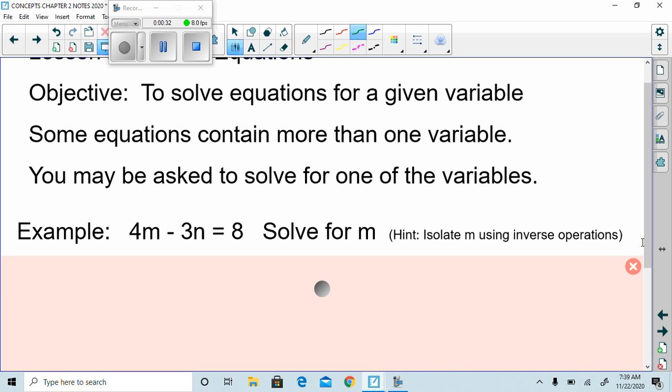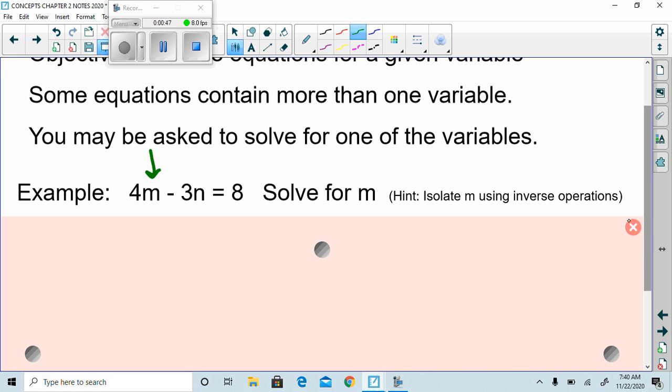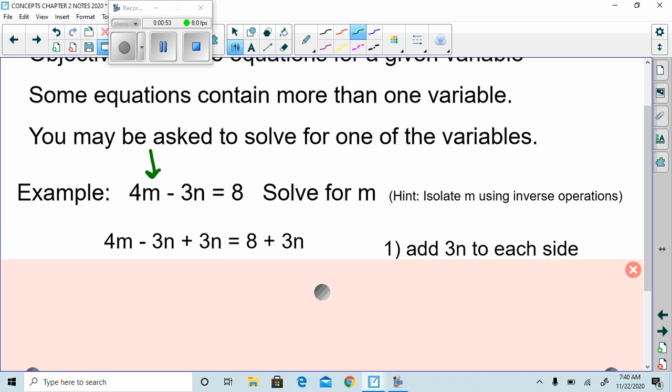In our first example, 4m minus 3n equals 8. Our goal is to solve for m. We're going to isolate m using inverse operations. It's the same process that we have done, just with more variables. I'm going to talk this example out step by step, and I'm going to write the transformations as we go along. First thing I need to do is add 3n to both sides. That's going to eliminate it on the left.